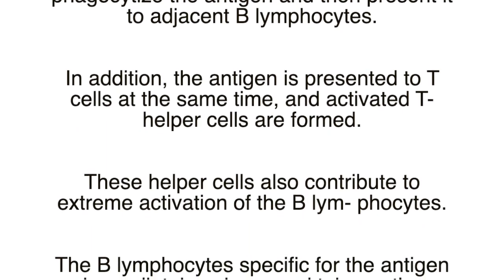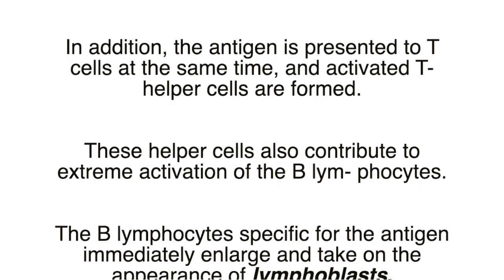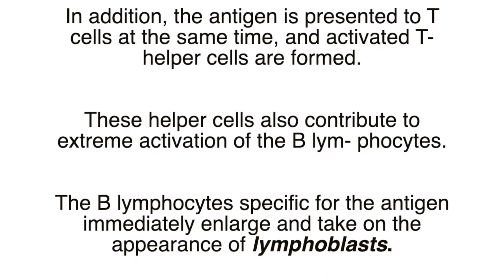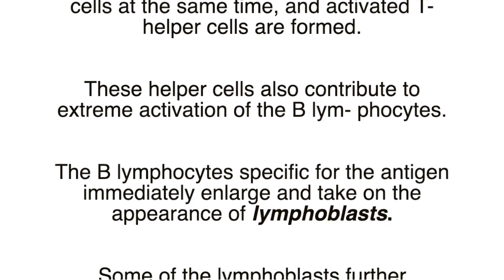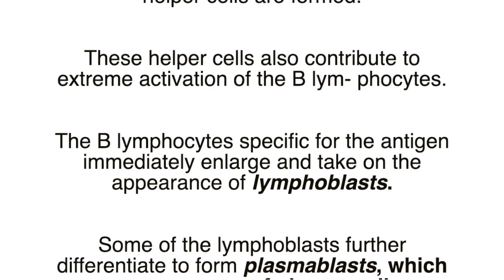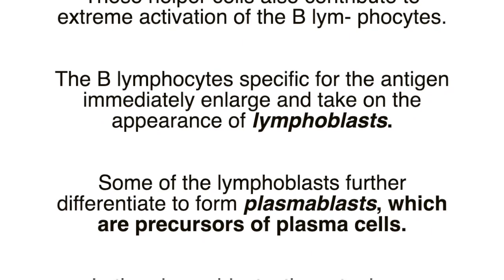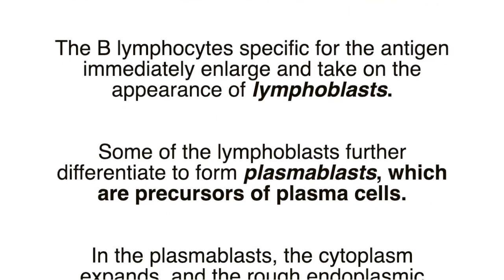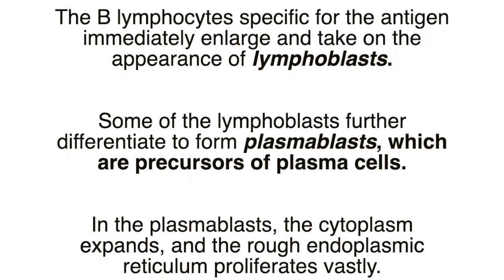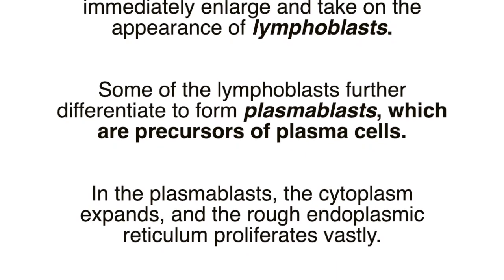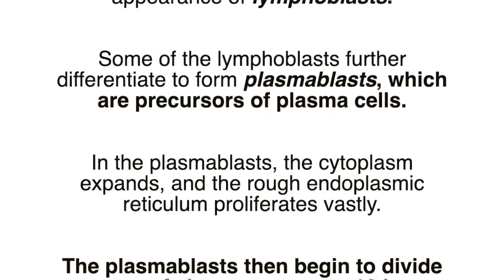The B lymphocytes specific for the antigen immediately enlarge and take on the appearance of lymphoblasts. Some of the lymphoblasts further differentiate to form plasmablasts, which are precursors of plasma cells. In the plasmablasts, the cytoplasm expands and the rough endoplasmic reticulum proliferates vastly.